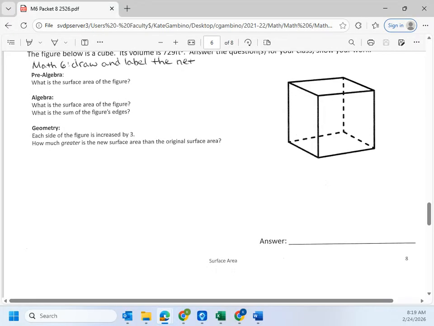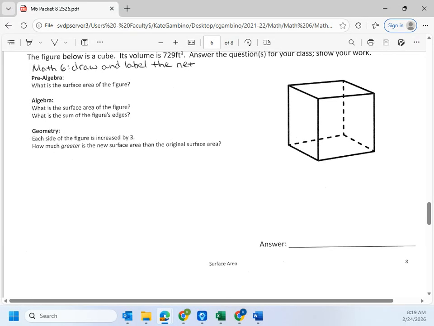Now, for Math 6, we need to draw and label the net. So it's a cube. We should be able to do our cube, and then we have to label it. So we have to figure out what each side is of the cube. It's a cube, so they're all going to be the same number. Now, we know that its volume is 729.